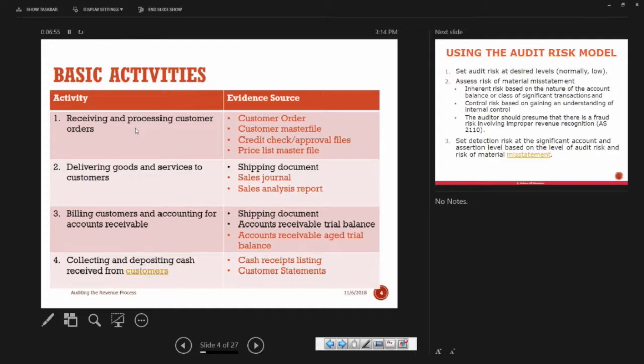So we want controls over the shipping document, who has access to the shipping document. Are shipping documents numerically sequenced? Sales journal, right, because that's where sales transactions are reported. Is the sales journal reconciled and updated on a timely basis?